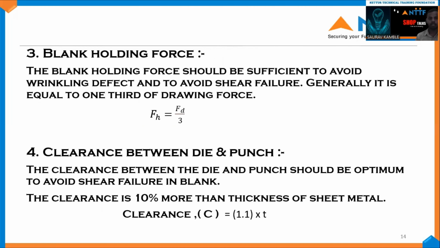Blank holding force should be sufficient to avoid wrinkling defect and to avoid shear failure. If the blank holding force is less, then it may cause wrinkling, and if it is more, then it may cause shearing. Generally, blank holding force is equal to 1/3 of the drawing force. And clearance between die and punch. The clearance between the die and punch should be optimum to avoid shear failure in the blank. Usually it is 1 sheet thickness, or sometimes it is given less than 1 sheet thickness to give an ironing effect and to avoid wrinkling.